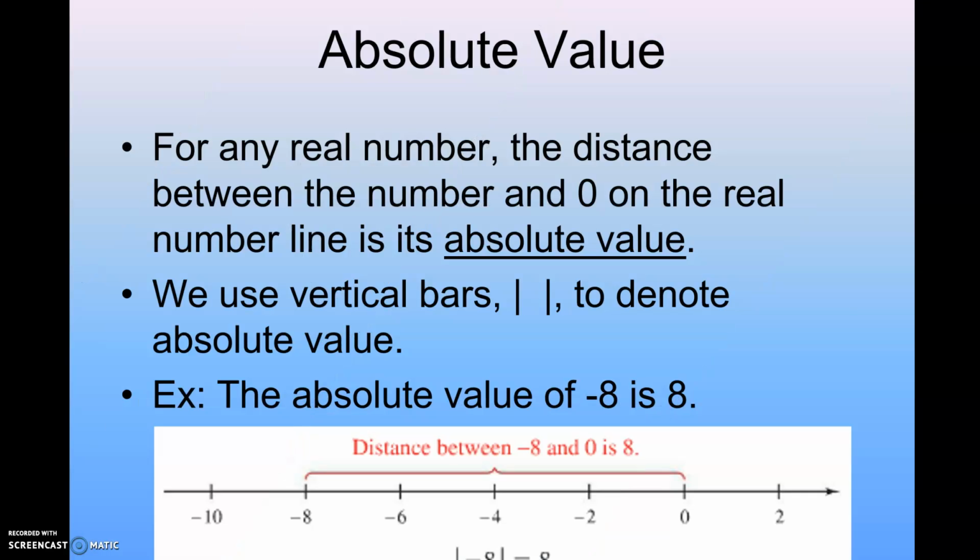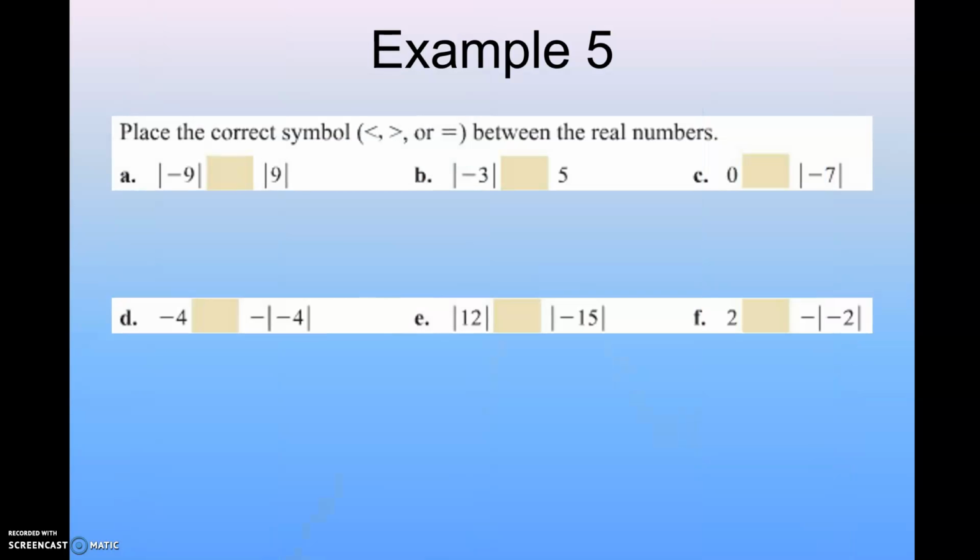Absolute value is the distance that a number is from 0. So negative 8, the absolute value of negative 8 is positive 8 because it's 8 units away from 0. The absolute value of positive 8 is positive 8 because it's 8 units away from 0. So absolute value gets rid of the negative. It's how many units away from 0 that number is. So take a moment and do all of these on your own.